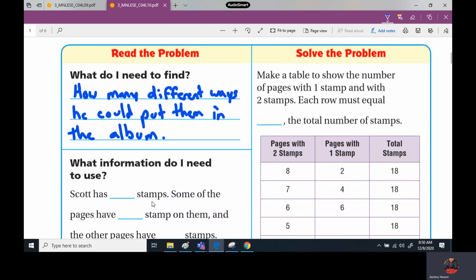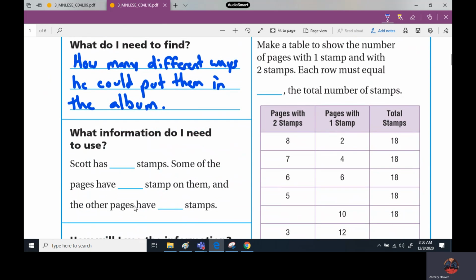What information do I need to use? Well, we know Scott has 18 stamps. Some pages have one stamp on them, and other pages have two stamps on them. That's our information we're using. Remember, pause this if you have to copy. YouTube should let you pause pretty well.